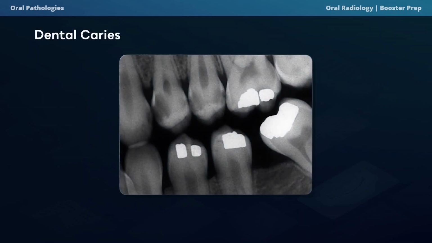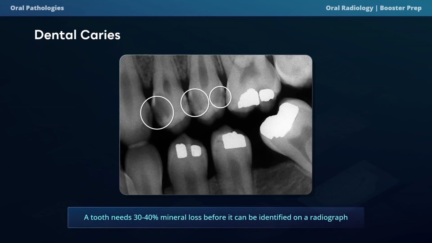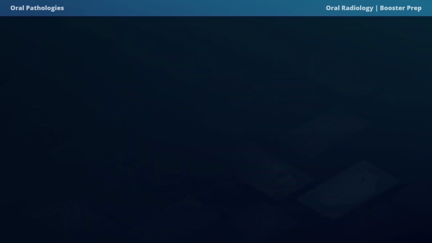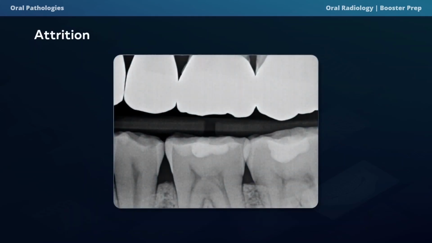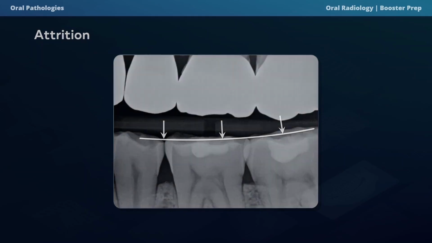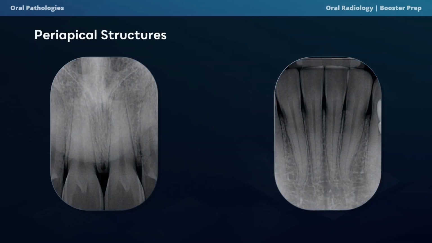One of the most common findings we see on a radiograph is dental caries, and they typically become visible only after there's been about 30 to 40% mineral loss, so early lesions may not always be detected or show up clearly on x-rays. Next, we have attrition, which happens when enamel or dentin wears down from grinding, and it can also show up on a radiograph. In this case, you can see that the crowns of the lower molars are worn down and they appear kind of flat.